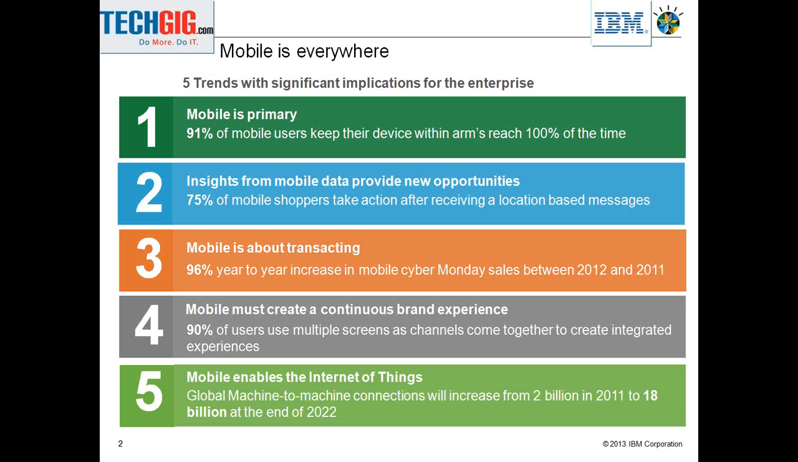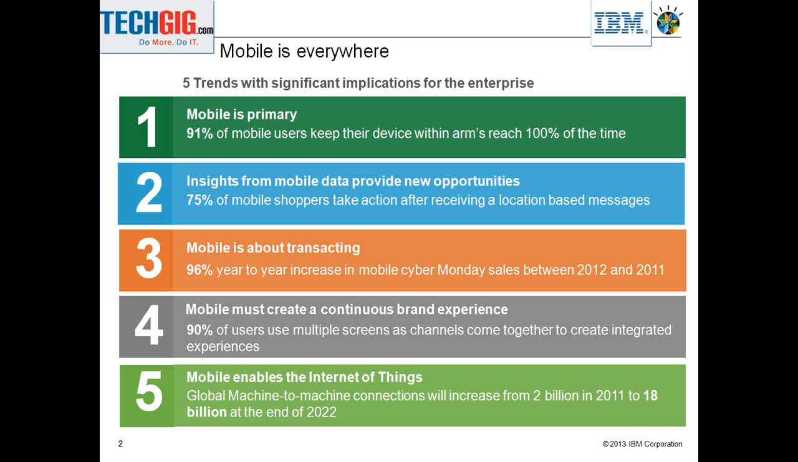When we did market research in IBM, we found that 91% of mobile users keep their devices within arm's reach 100% of the time. That means 91% of people will always have a mobile within arm's reach, and this is research performed in different geos, and that is what is being observed.